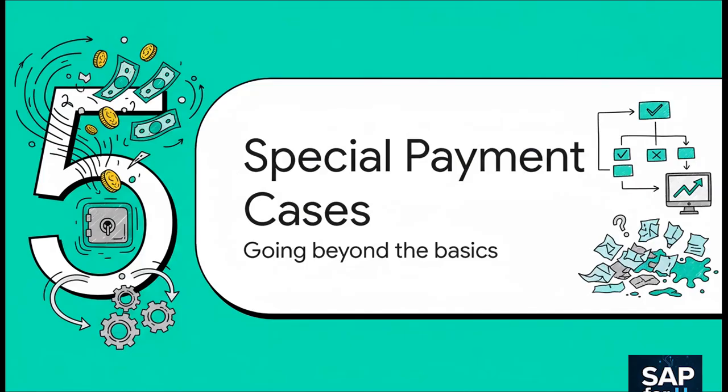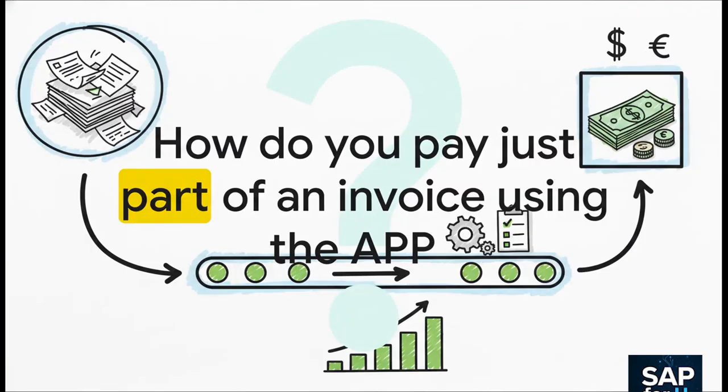Okay, but what about those weird, non-standard situations? Well, the APP is flexible enough to handle those too. Let's take a look at a couple of really common examples. So here's a classic one. What if you only want to pay part of an invoice? You don't want to pay the whole thing, but you still want to use this awesome automated process. How do you do that?